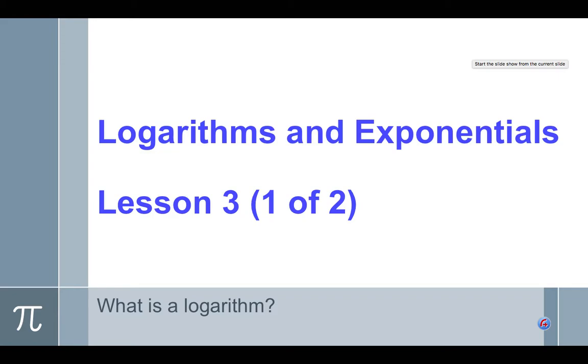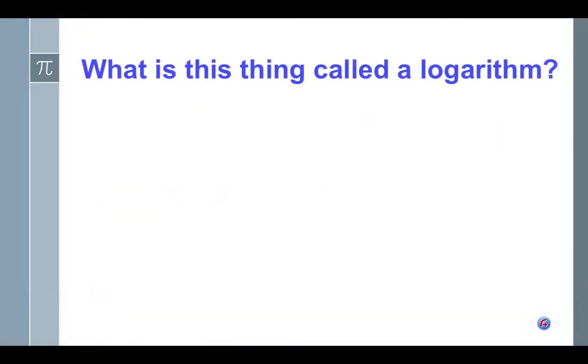Today we're going to be looking at the logarithmic function, and this is going to be video 1 of 2. The first video is going to look at what is a logarithm, and the second video is going to figure out how to graph a logarithm. So let's start with what is it?